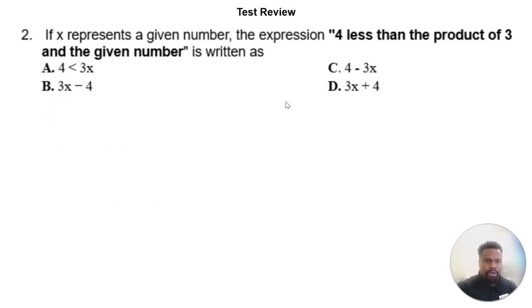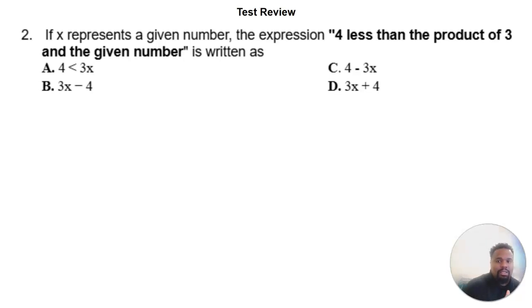All right, let's take a look here. It's saying if x is a given number, the expression 4 less than the product of 3 and a given number is written as, and these are our answer choices. This is one of the questions that will trip us up because a lot of students see the words less than and they see the inequality symbol and they want to select that. But we've been doing expressions and equations, not inequalities. So A wouldn't even be a viable choice to choose at this particular point because we're not doing inequalities.